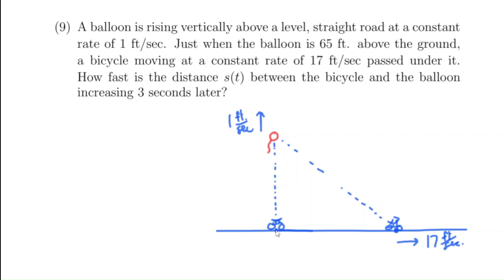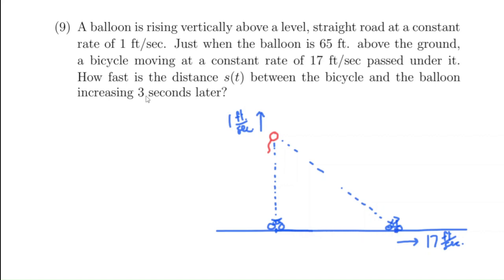Okay, so this bicyclist, I assume there's a person on the bicycle, but it just says a bicycle, but anyways, this bicycle passes underneath the balloon at a certain moment, and at that moment, the balloon is up here at a height of 65 feet. So this actually is not a bad drawing. It looks like a balloon. But so it's 65 feet above the ground, but it's rising at a rate of 1 foot per second. And this bicycle is moving this way at a rate of 17 feet per second.